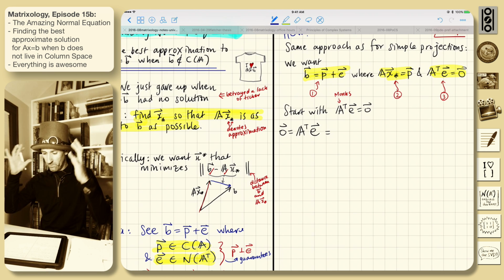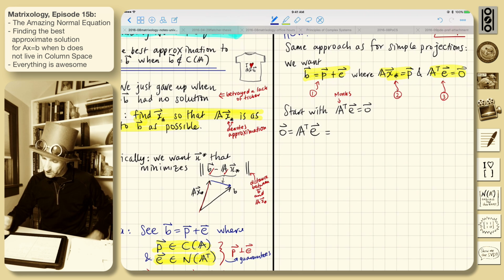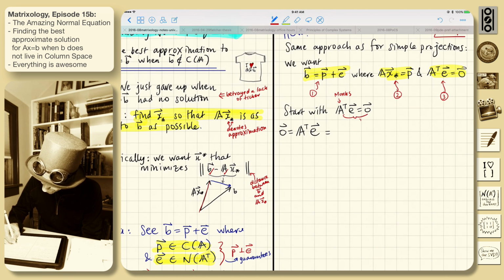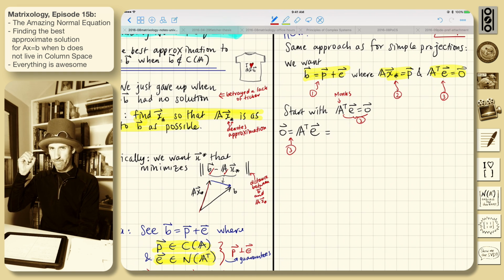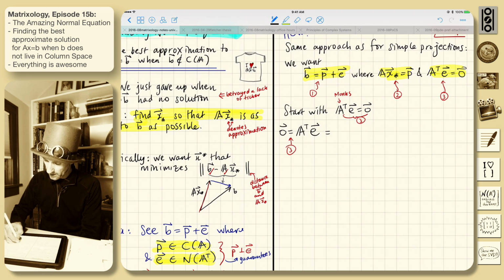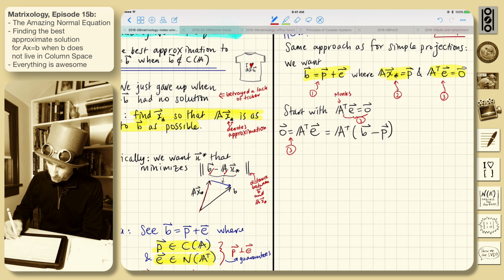Okay, so let's see. We're going to say this is true to start with. So this is 3. We're going to start with 3. This is true. We're requiring this to be true, that this is b minus P. So now we've used 1.